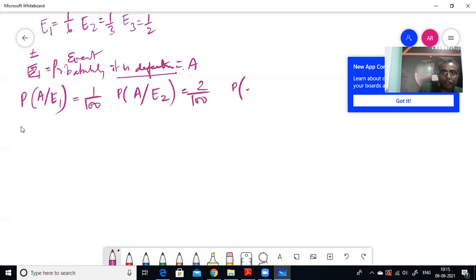Then the probability that it is defective, given that it is produced by machine E3. You understand? First, E1 machine has already produced, then you find out if it is defective. E2 machine has already produced, you find out if it is defective. E3 machine has already produced, find out if it is defective. So this is 1.5 by 100. This is 2 by 100.